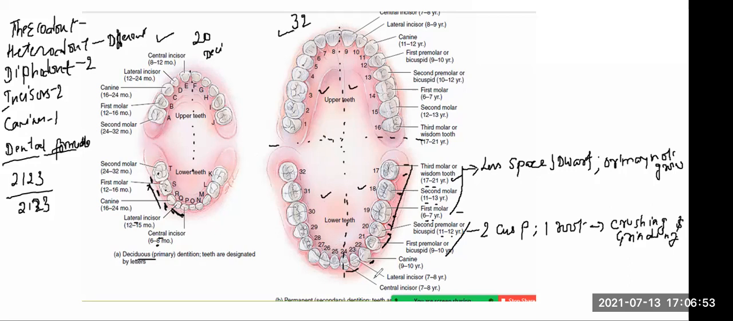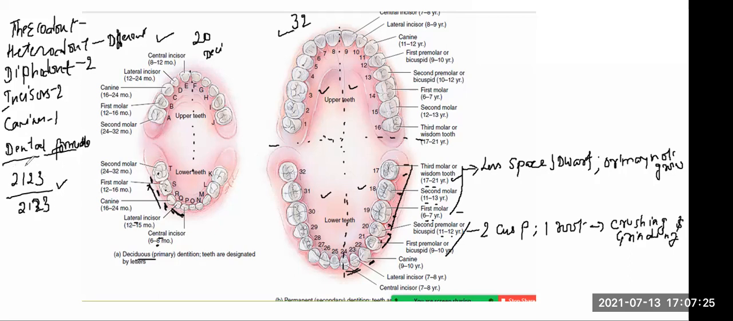You have 2 incisors, 1 canine, 3. Then you have 2 premolars, 5. Then you have 3 molars, 8. So in each section you have 8 teeth, right? This is what the dental formula talks about. 2 represents 2 incisors, 1 canine, 2 premolars, and 3 molars, right?